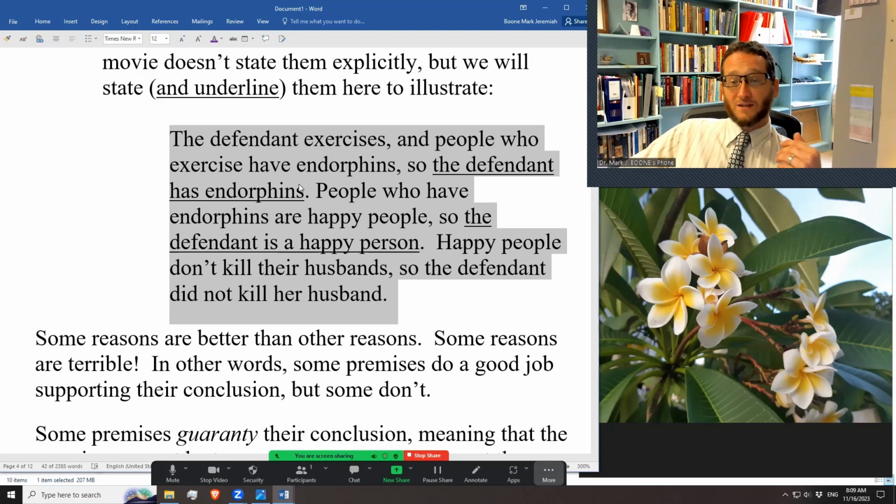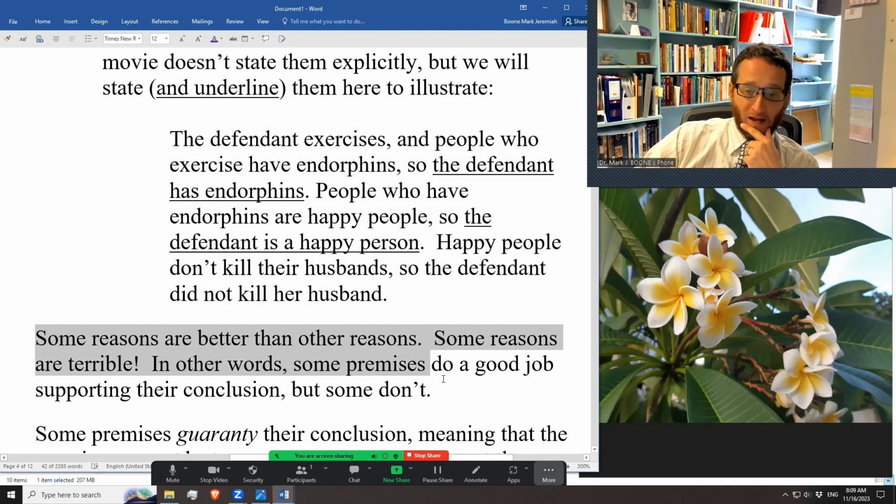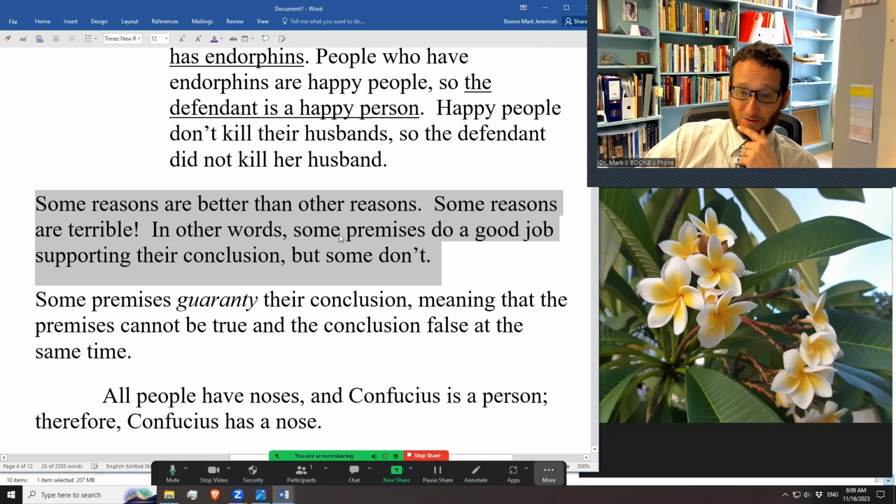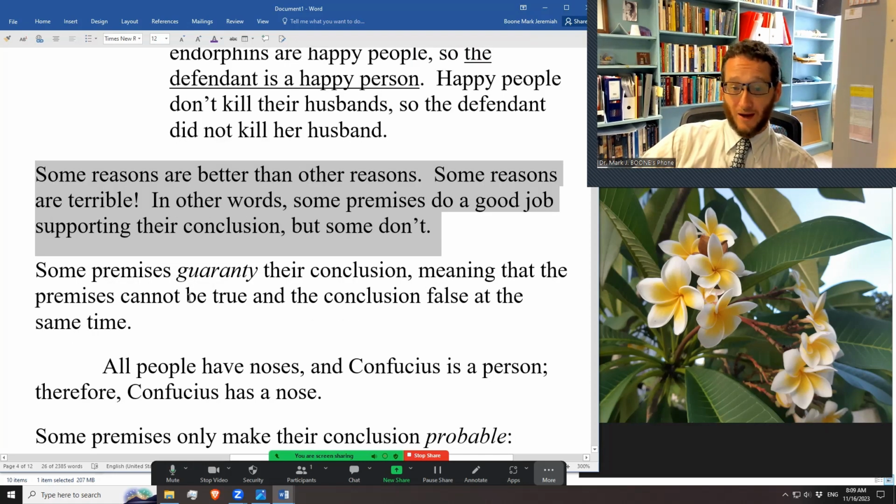Subconclusion. And since happy people don't kill their husbands, final premise, therefore the defendant did not kill her husband. Now, some reasons are better than other reasons. Some reasons are terrible. In other words, some premises do a good job supporting their conclusion and some don't. Some premises guarantee their conclusion, meaning the premises cannot be true and the conclusion false at the same time.